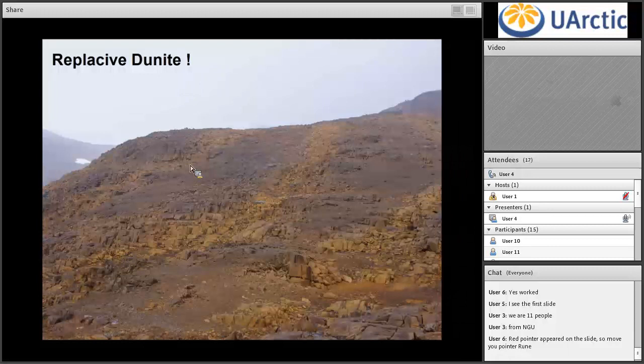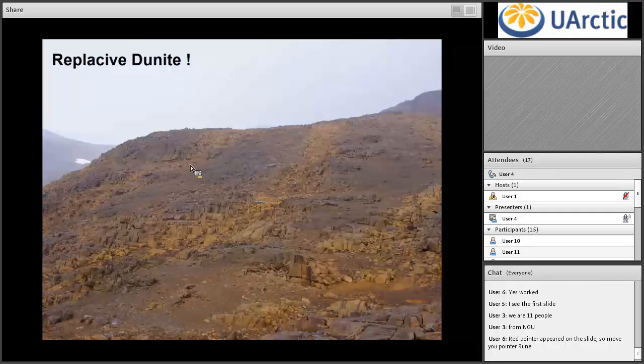And finally, we see plenty of evidence for replacive dunites. When these dunitic cumulates are forming in the central part of the complex, we can see that the dunite-forming melts are infiltrating the wehrlites, and they are more primitive than the melts forming the wehrlites. Therefore, they are replacing, they are absorbing the clinopyroxene.